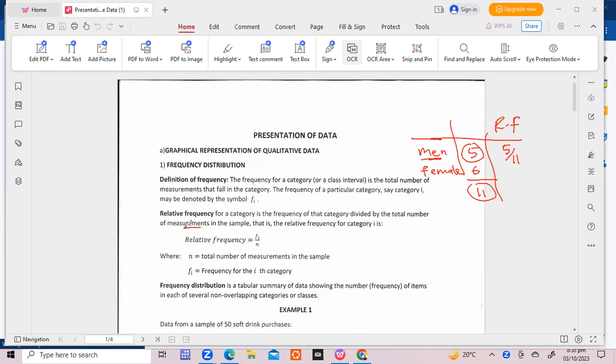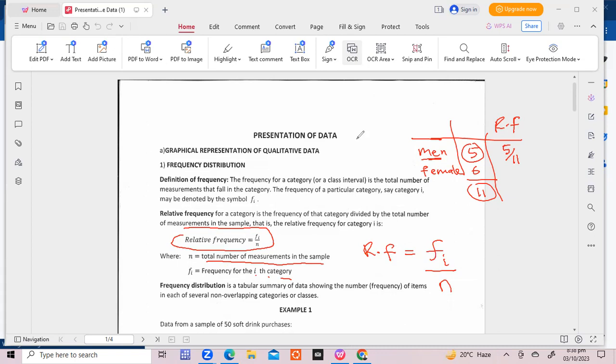This is the one that is written, which is, I think the notes are very small. So relative frequency RF is given by the frequency in that group, which is Fi, over the total number, which we know is the sample size. N is the total number of measurements in the sample, which is when you sum up male and female, you get 11. That's our N. Then Fi is the frequency in the ith category. In this case, the ith category is the men. So this is what is known as the relative frequency.